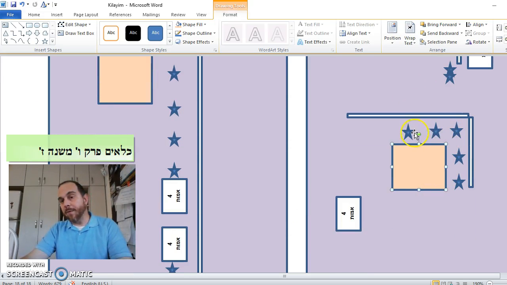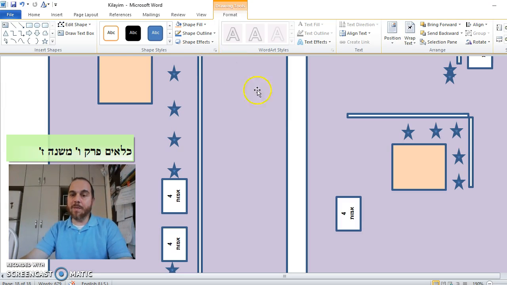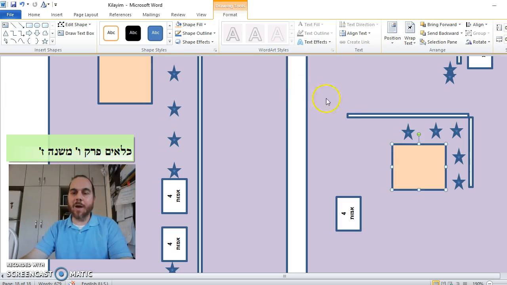Now, if you read the Rambam this way, that makes sense. Let's look back in the Mishnah and see if you can read it that way. "Aris she'yotzei min hakotel mitoch hakeren v'kaleh." Right? You could read the Mishnah that way. It emanates from the kotel, from the corner, and then it stops, says the Mishnah. That is a possible way of reading the Mishnah. That's how the Tiferet Yisrael reads into the Rambam.